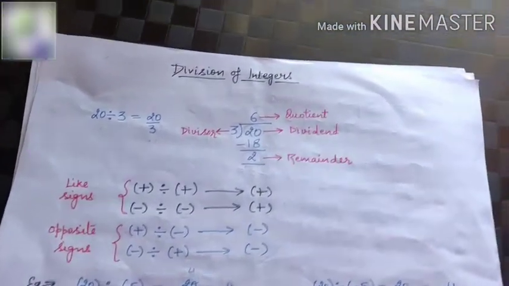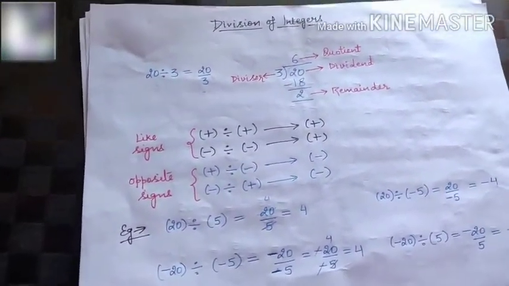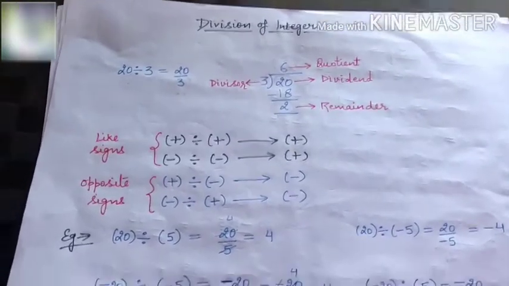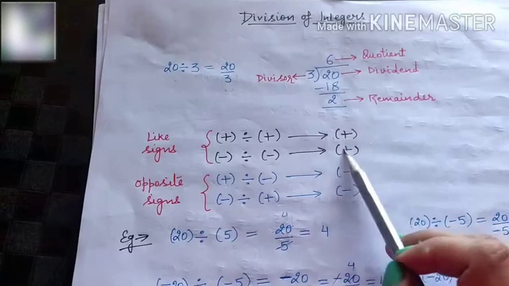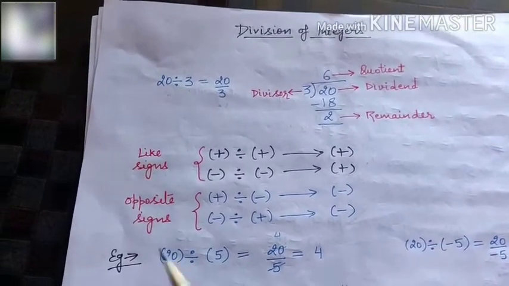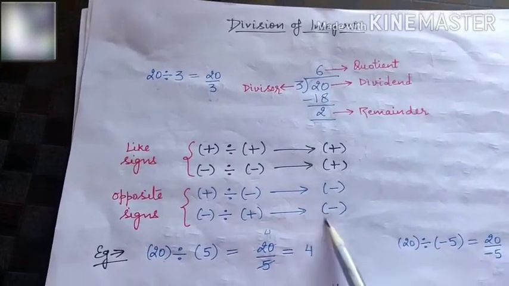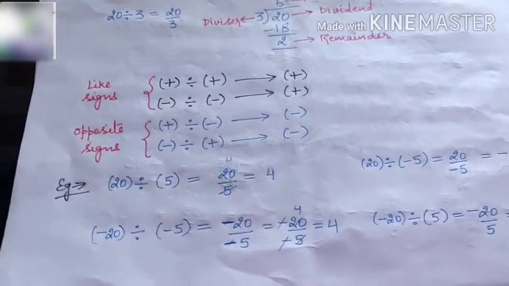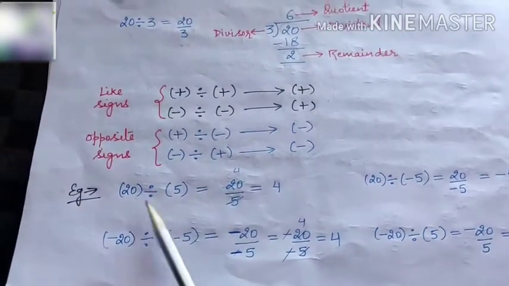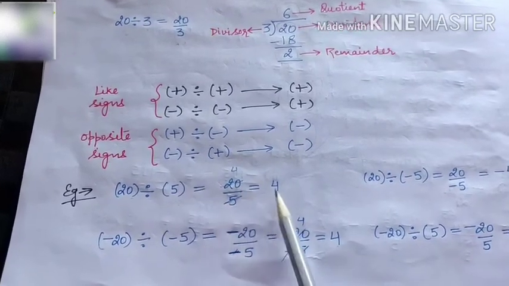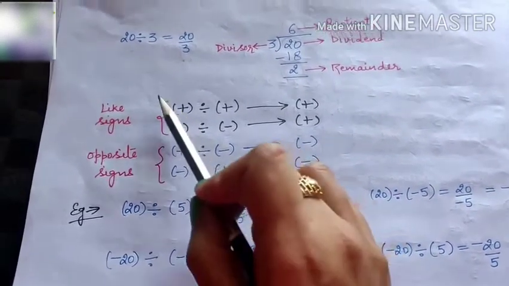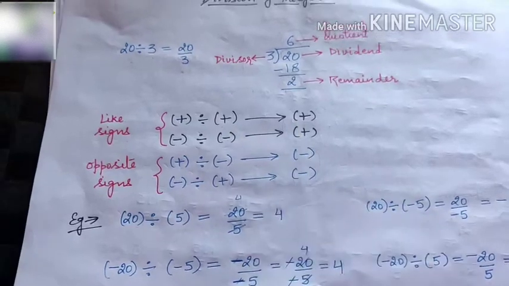Now the rules are the same for division of integers as we have learned in multiplication of integers. For like signs, the quotient will be positive, and for opposite signs of integers, the quotient will be negative. See the example, 20 divided by 5, here both are positive. So 20 upon 5, 5 4s are 20, it will be positive. When both are like signs it will be positive.